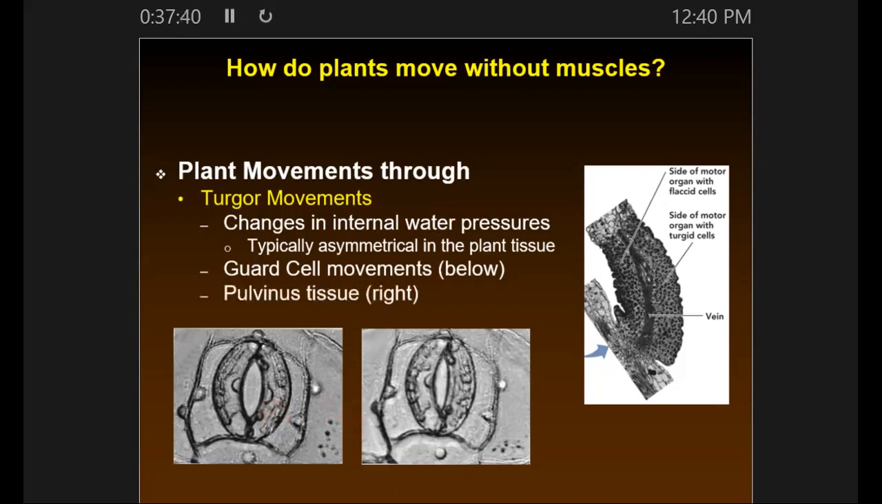fine-tuned mechanism. The fancy word for what I was describing on the right is called pulvinus tissue, which I'll explain a bit more. It's a special region found on some plants that is the region that will either fill up with water or have water leave that area in order to cause a movement. So I'll get into that a little bit more.